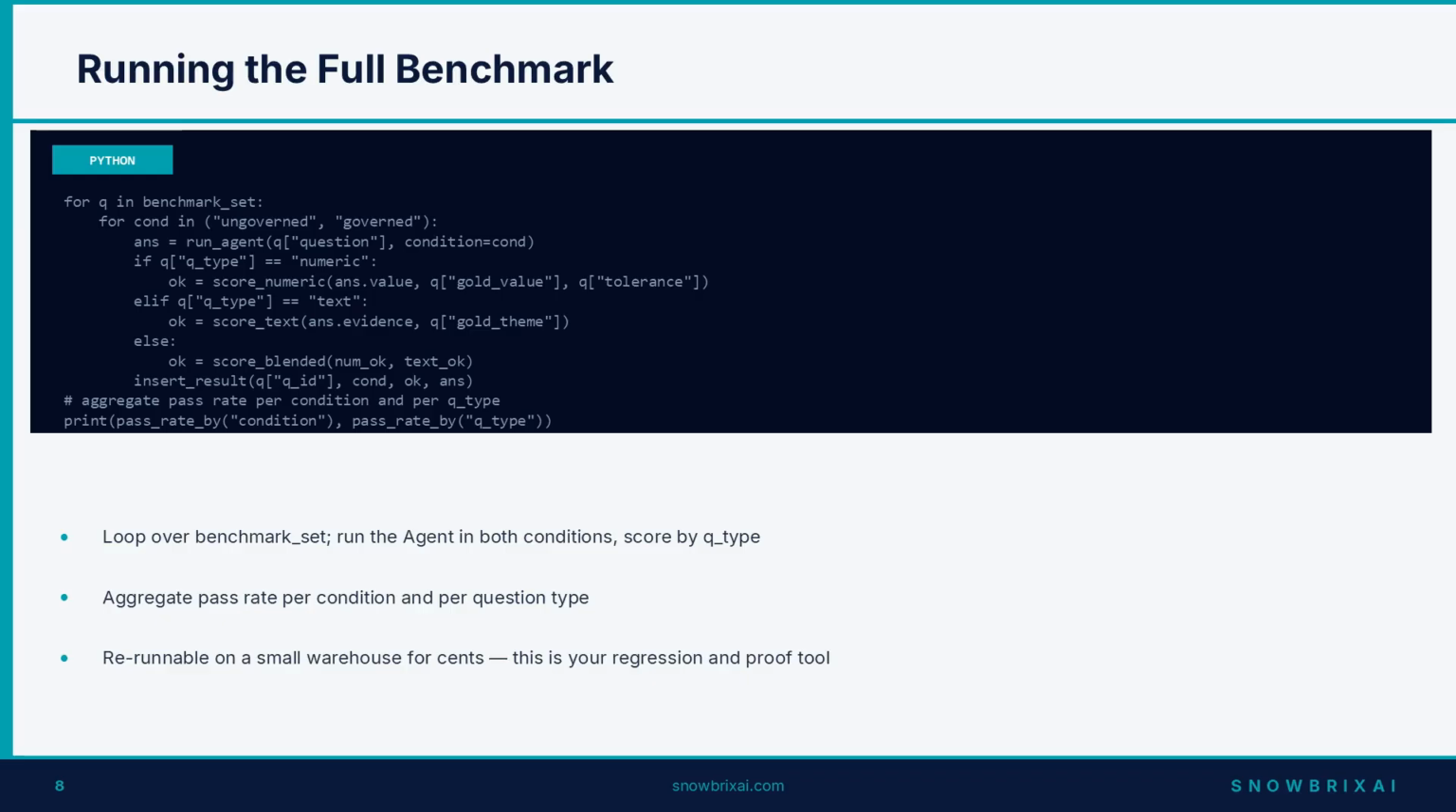Here is the whole sweep. Running. Loop over the benchmark set. Ask the agent each question in both conditions. Score it by type and insert the result tagged with the condition. Then aggregate the pass rate per condition and per question type. Run it on a tiny warehouse. The full sweep costs cents. And because it reruns on demand, this is both your regression tool and your proof.